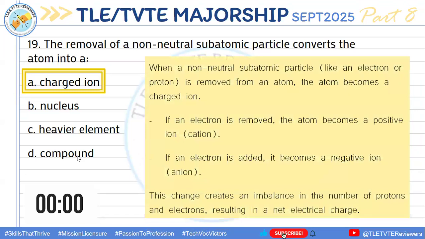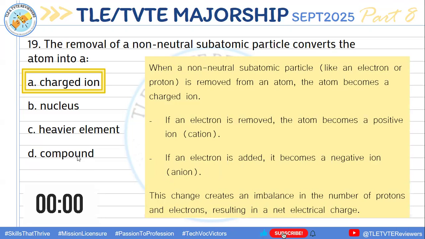When a subatomic particle, like an electron or proton, is removed from an atom, the atom becomes a charged ion. If an electron is removed, the atom becomes a positive ion or cation. If an electron is added, it becomes a negative ion or anion. This change creates an imbalance in the number of protons and electrons, resulting in a net electrical charge.